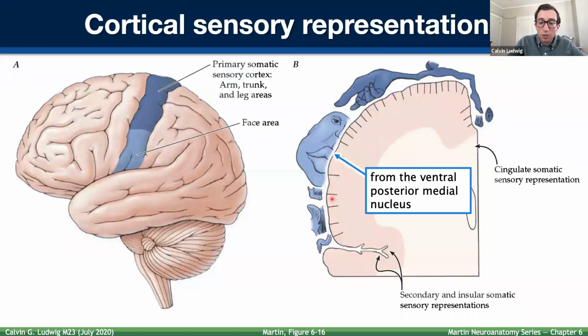And then from these sensory cortical representations, the primary somatic sensory cortex projects to higher order somatic sensory areas in the parietal and insular cortex for further and higher level cortical elaboration of these sensory messages.